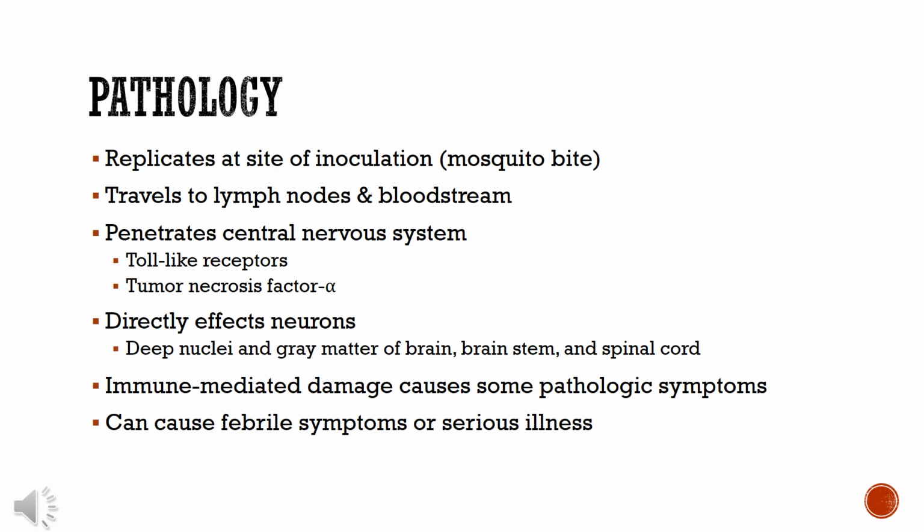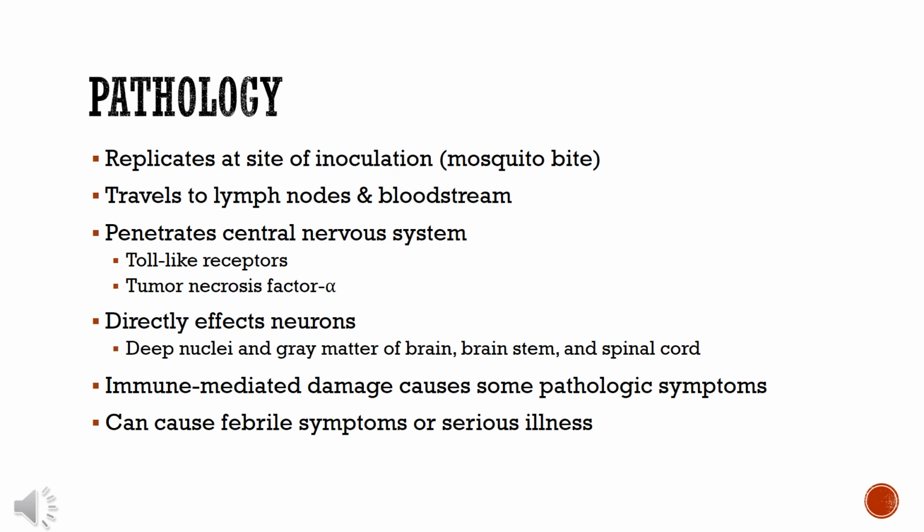The West Nile virus is spread through mosquitoes, and once injected into the body, it replicates at the site of inoculation, which is the location of the mosquito bite. After replicating, it travels to the lymph nodes and the bloodstream, where it can spread throughout the whole body.